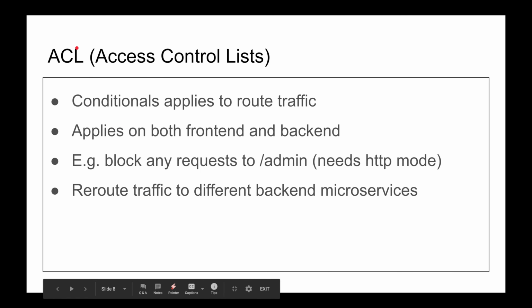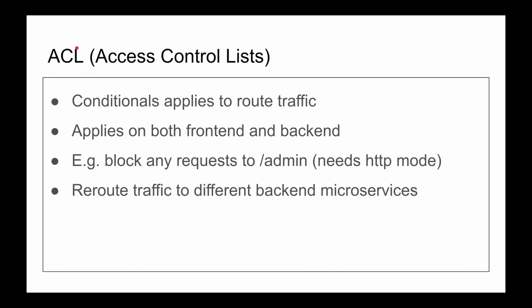ACL can also be applied not just in HTTP mode, which is layer 7. You can apply it to the layer 4 mode. You might say, Hussein, if I'm at layer 4, I don't see any data. Why is this useful? Well, you can do some basic stuff. Hey, I can look at the IP at least.